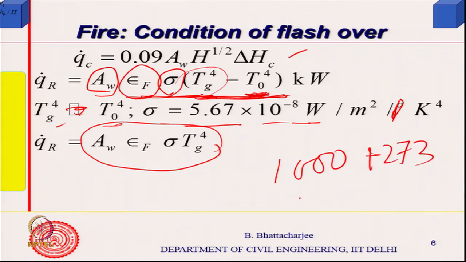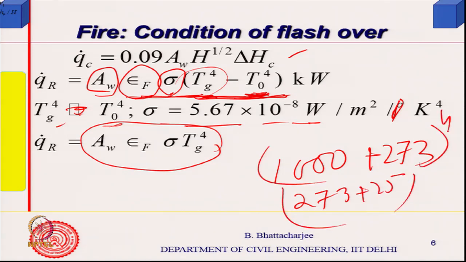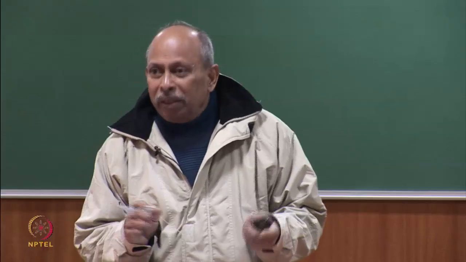This will be how much? 273 plus 25, take to the power 4. Now, this value will be very large, so one can approximate it in this manner. So, radiation heat transfer, but the problem comes: you can see that this is nonlinear. So you just can't solve it like that.